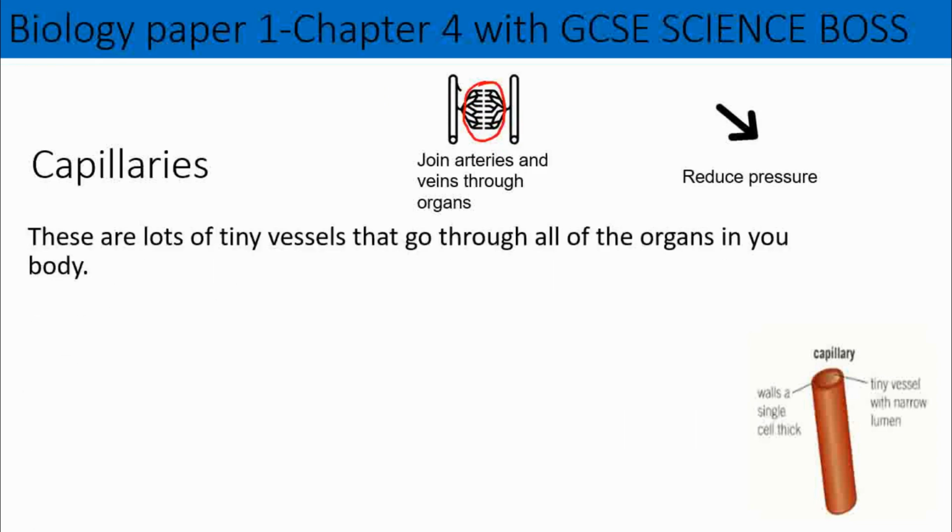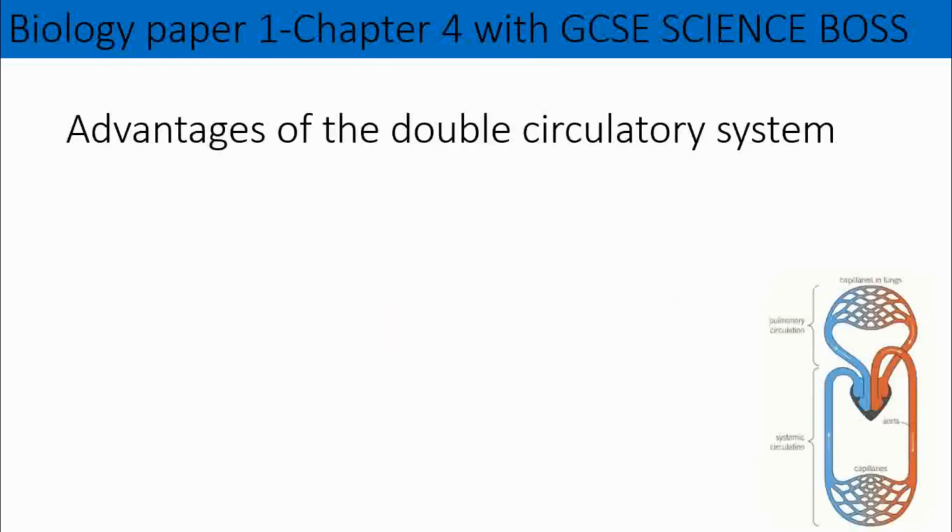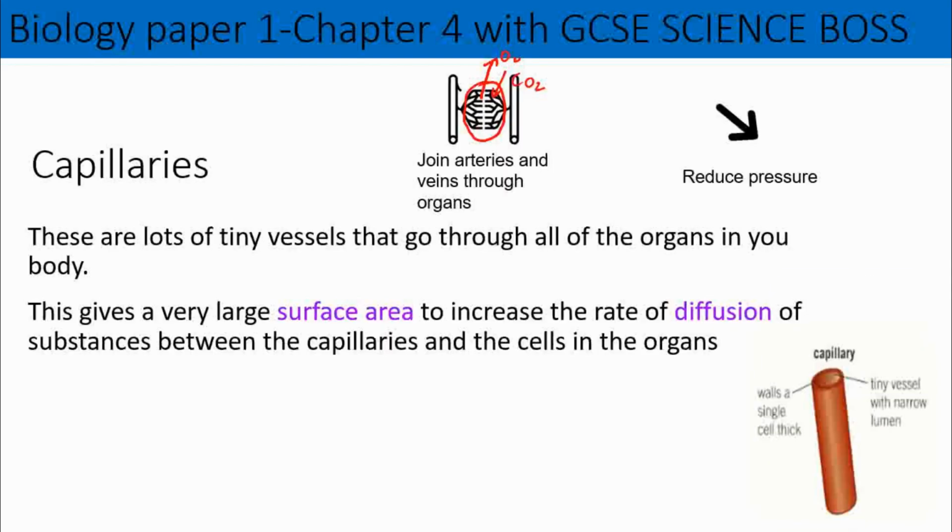Now, there are lots of tiny vessels which go through the organs, and what it does is that they have a large surface area which allows gases to move out and in. So you'd have oxygen moving out to the organs, and then you have carbon dioxide moving back in as a result of respiration, okay? They have large surface area to allow for the diffusion of these substances. Not only gases, but you would also have your glucose moving out and your waste products moving into the capillaries, okay?